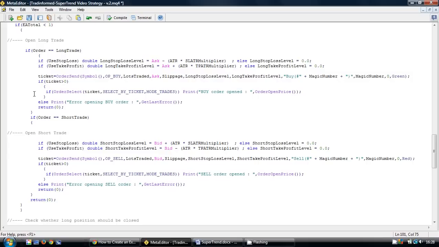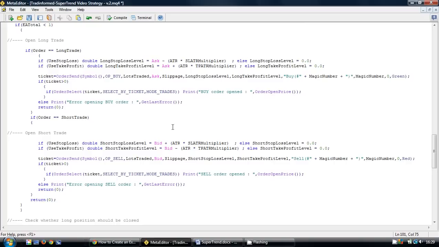If this was successful, we're going to use order select to identify that we have our trade open correctly, so we've got a buy order opened and at the price that it was actually opened at. We've got a little piece of code here to check if this is not the case, if we've got a problem, what is the problem. We use get last error, and this will use a series of codes to tell us what is going on, why our EA has not opened the trade correctly.